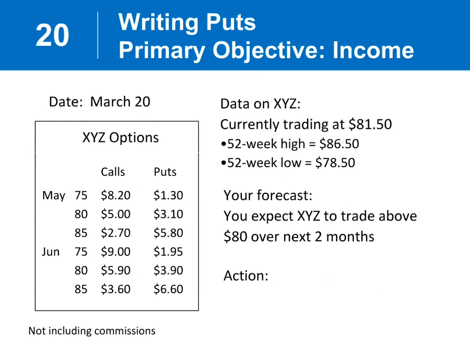Let's flip the coin a little bit and talk about the primary objective being income as opposed to buying stock. Still March 20th, still XYZ, still that same 52-week range, but our forecast is different, where we expect XYZ to trade above $80 over the next couple months. And again, we're looking to generate income. So we decide to sell the May 80 put for 3.10. So a little closer to expiration, a little less premium.